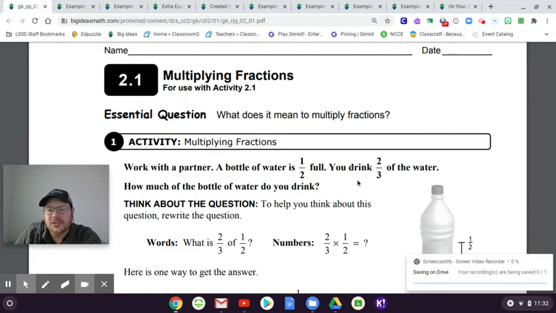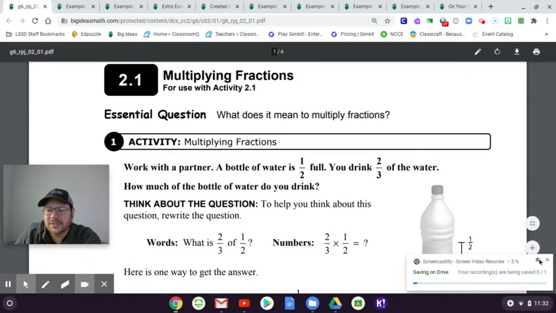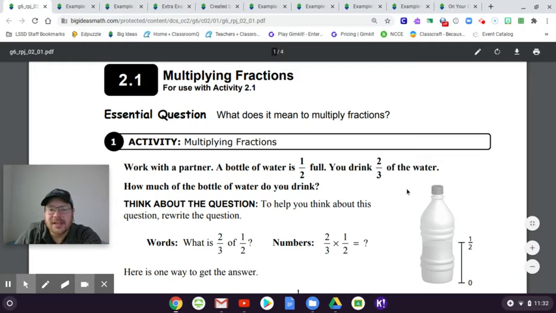You drink 2/3 of the water. Okay. You drink 2/3 of this water. So you drink 2/3 of this half. How much of the whole bottle did you drink? That's an example of multiplying fractions.